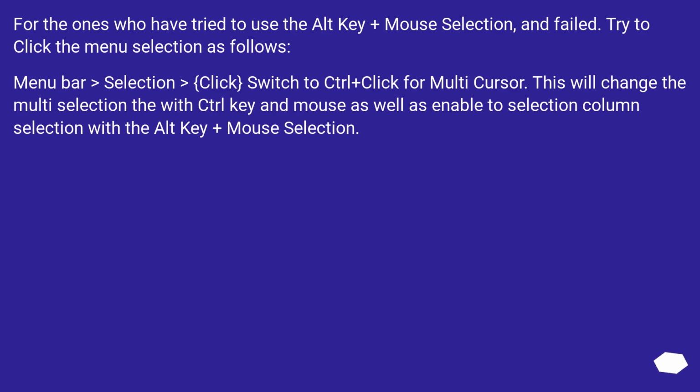For the ones who have tried to use the Alt key plus mouse selection, and failed, try to click the menu selection as follows. Menu bar, then Selection, then click Switch to Ctrl+Click for Multi-Cursor. This will change the multi-selection to use the Control key and mouse, as well as enable column selection with the Alt key plus mouse selection.